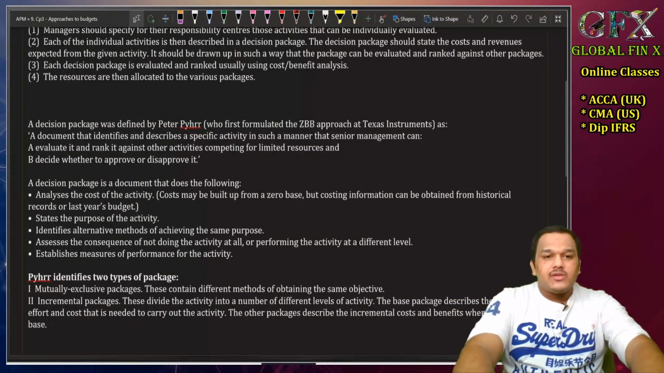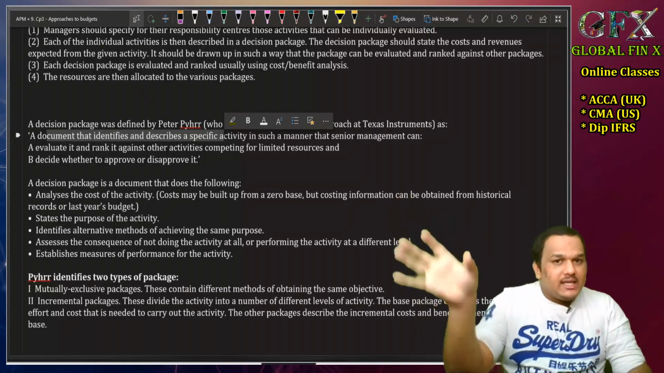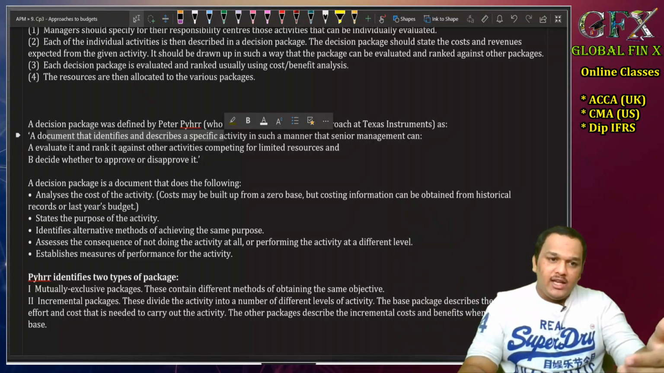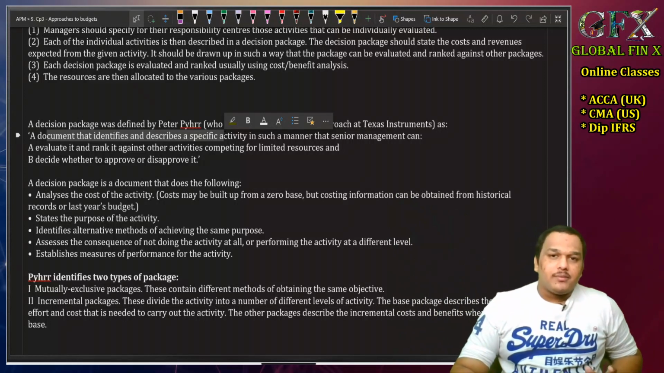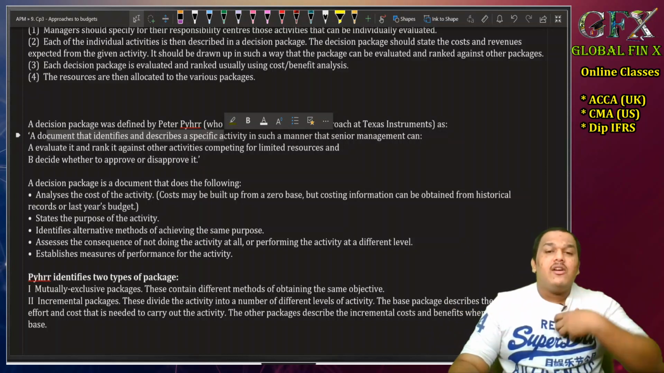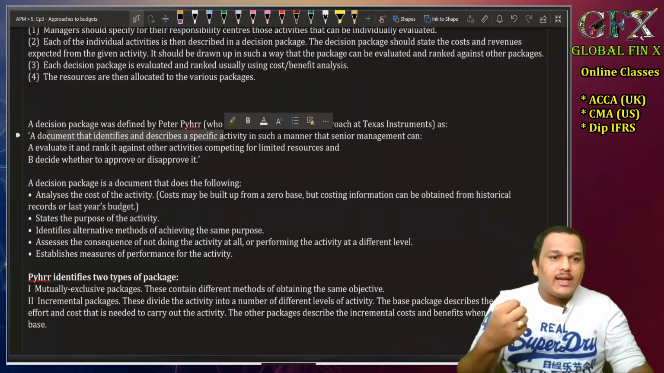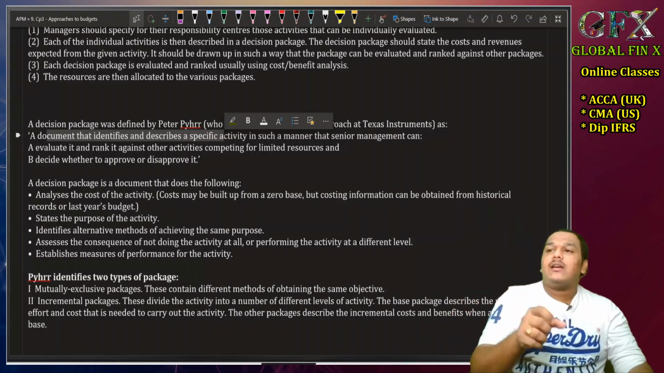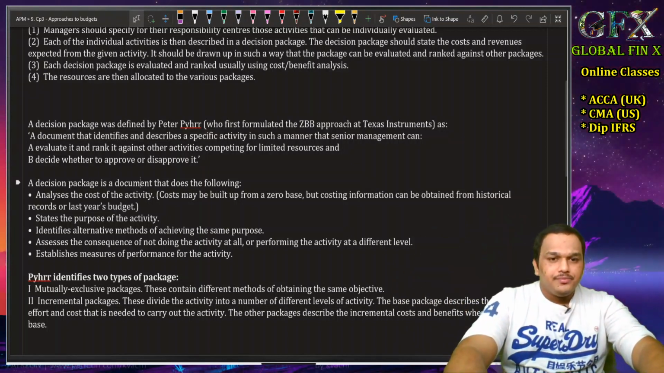Now, a decision package was defined by Peter Pyhrr, who first formulated the zero-based budgeting approach at Texas Instruments, as a document that identifies and describes a specific activity in such a manner that senior management can A, evaluate it and rank it against other activities, and B, decide whether to approve it or not. Common sense, ma'am. First thing is, a decision package should have a cost benefit analysis. It should be in such a manner that first I can identify that, okay, this is the activity that is being done and these are the resources that are required. This is what I'll get from that. So this is the cost benefit analysis, and I can rank them, and then I can take a decision, approve it or disapprove it. So that is a decision package.